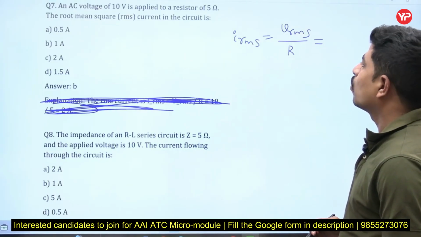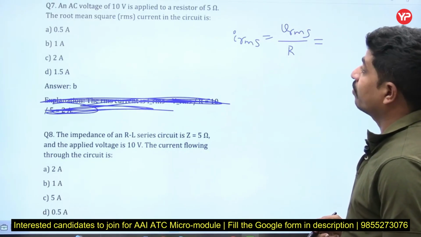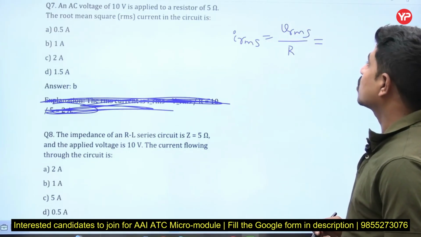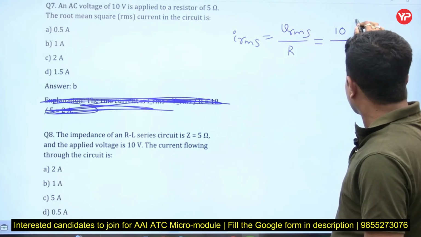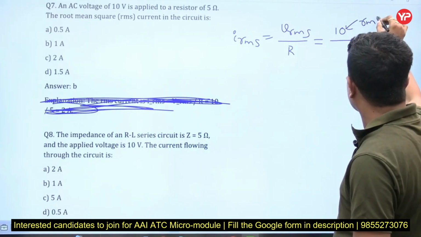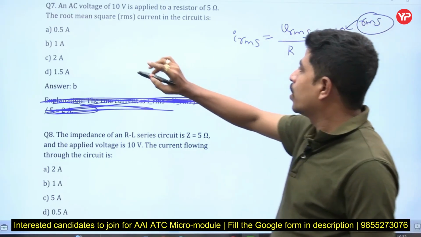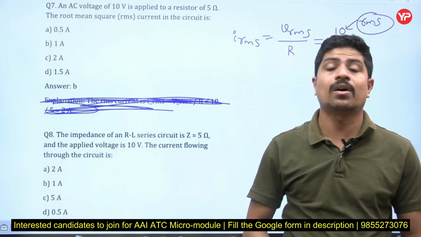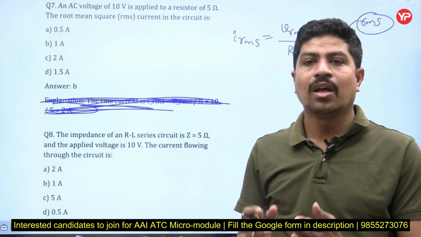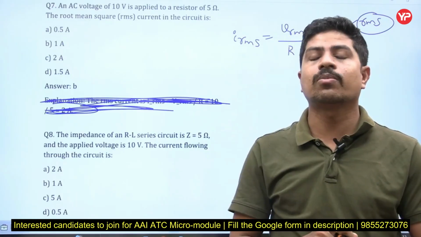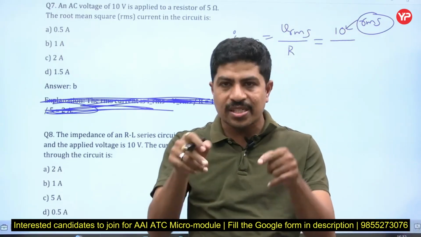An AC voltage of 10 volts is applied to a resistor of 5 ohms. Then the RMS value of the current is... See, as I told you, always the given voltage we take as the RMS value. 10 volts is the RMS value. In India, this is the convention we follow. Suppose I said 230 volts, 230 volts is the RMS value.